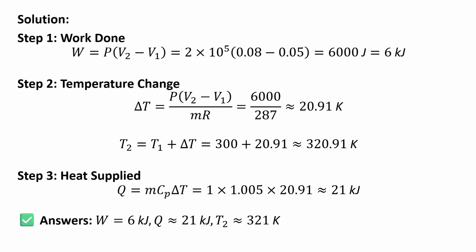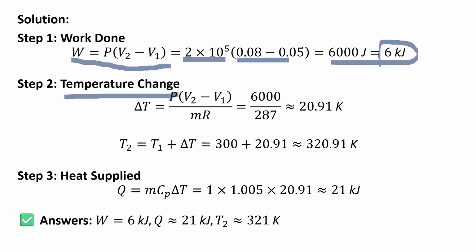The first step is to find the work done, W equals P into (V2 minus V1). Pressure is given as 2 into 10 power 5 Pascal, and final volume and initial volume are given. So here the work done is 6 kilojoule. Unit is very important. Next we have to find the change in temperature delta T.